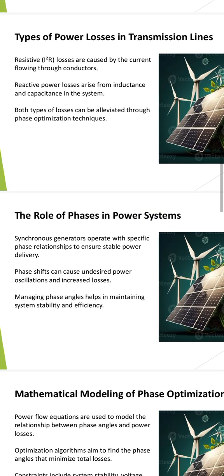The role of phases in power systems. Synchronous generators operate with specific phase relationships to ensure stable power delivery. Phase shifts can cause undesired power oscillations and increased losses. Managing the phase angles helps in maintaining system stability and efficiency.